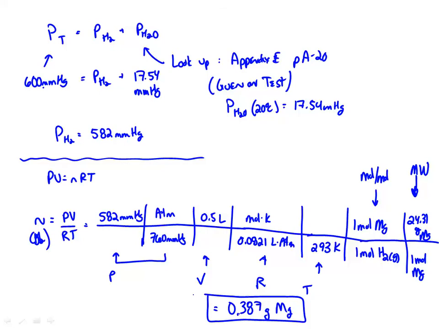So partial pressures are useful in a variety of things. We'll mostly use them as just a little extra part to throw on to a normal type of calculation that we're doing. So that brings us to our next topic, which is in section 9.6. It's called the kinetic molecular theory of gases.